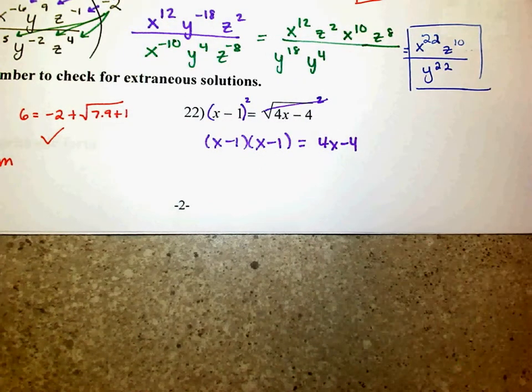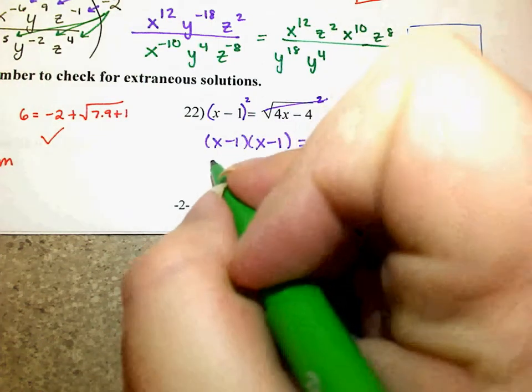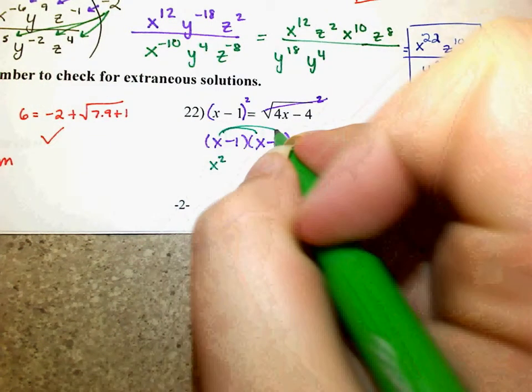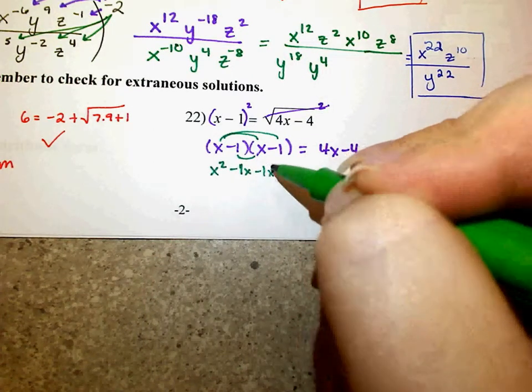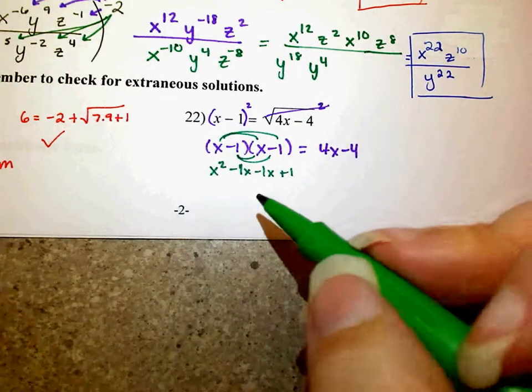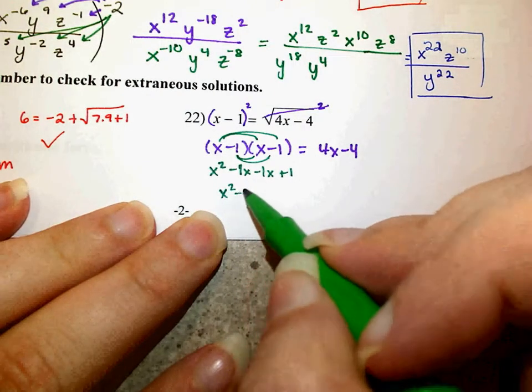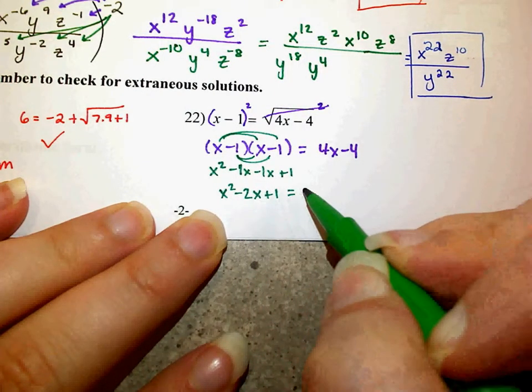So then I'm going to distribute this out. X squared, negative 1x, negative 1x, and positive 1. So I've got x squared minus 2x plus 1 equals 4x minus 4.